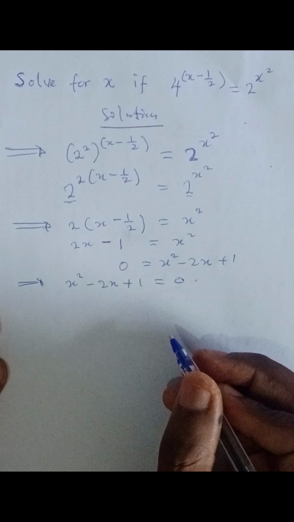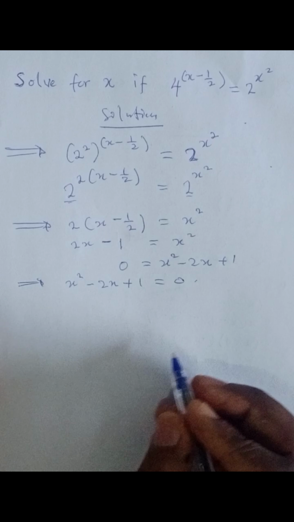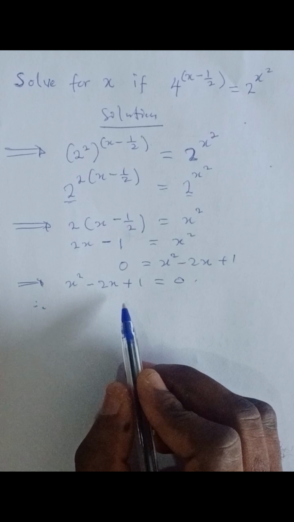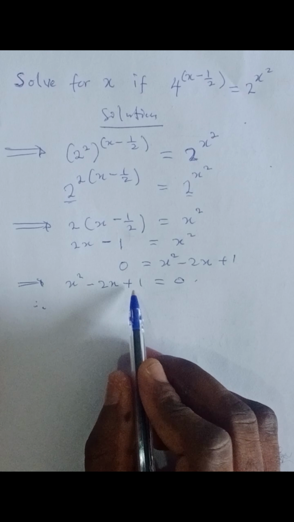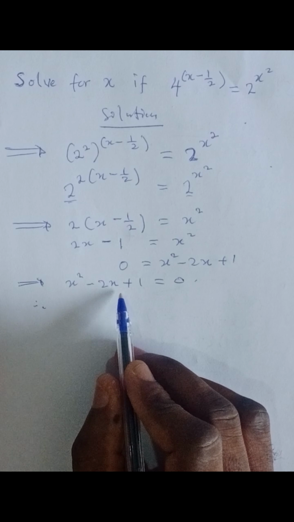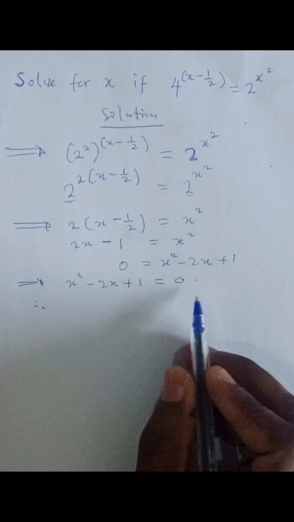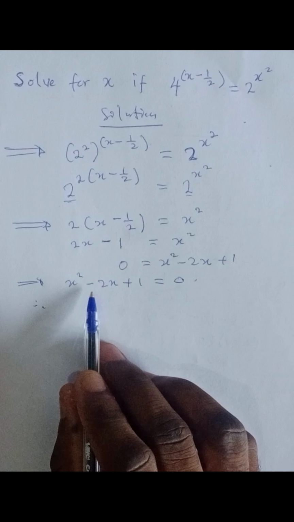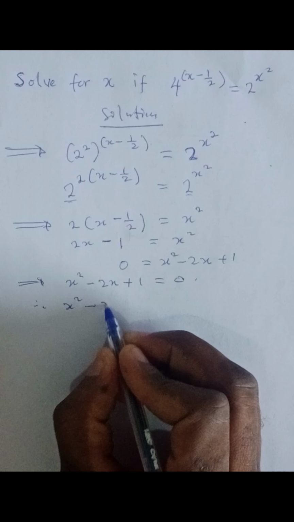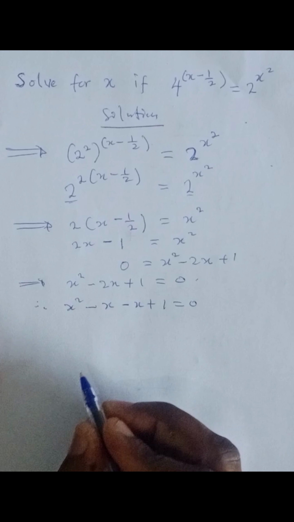This is a quadratic equation. All right, so let's factorize it and find the value of x. Let's look for two numbers that will multiply each other to give us plus 1 and that will add up to give us minus 2. And for sure, that's minus 1 and minus 1. Minus 1 times minus 1 is equal to plus 1, while minus 1 plus minus 1 will give us minus 2. So therefore, we have x squared minus x, minus x plus 1 equals 0, right?